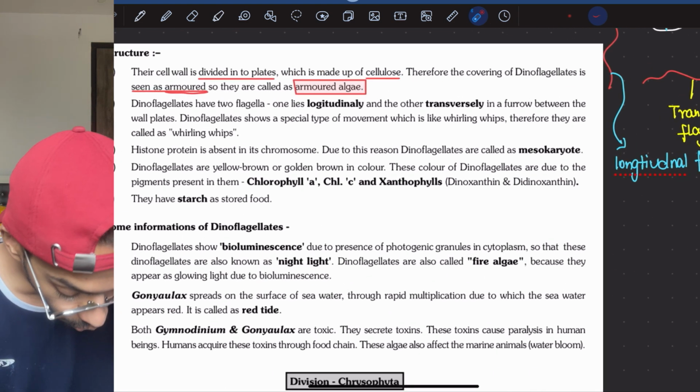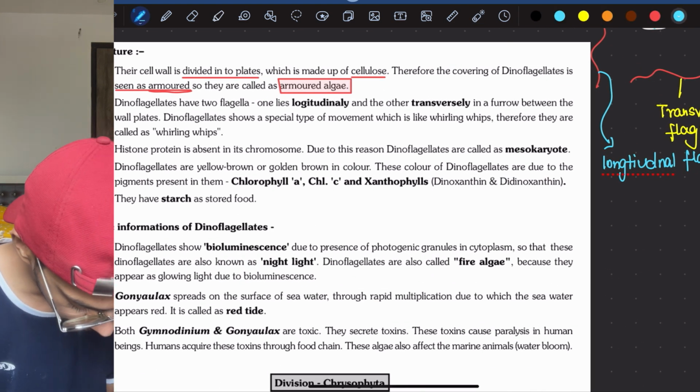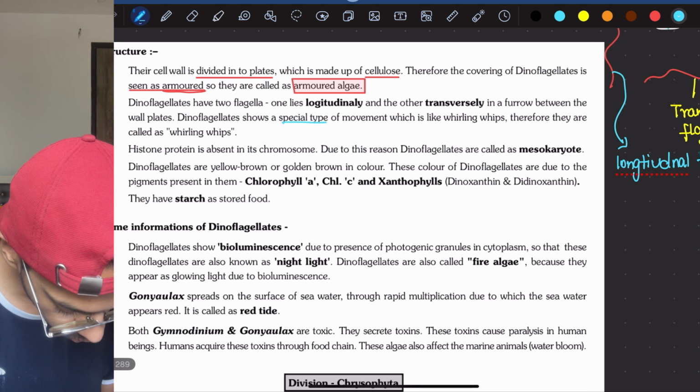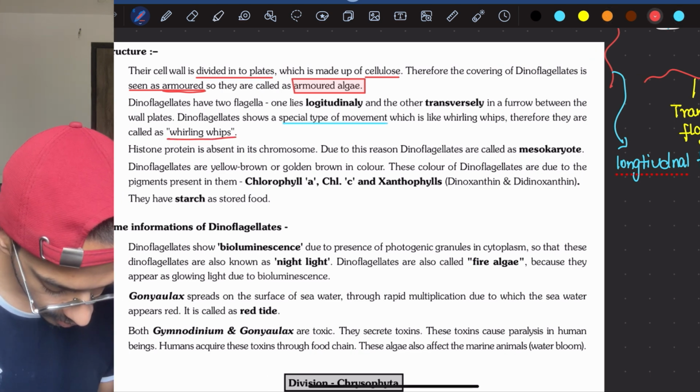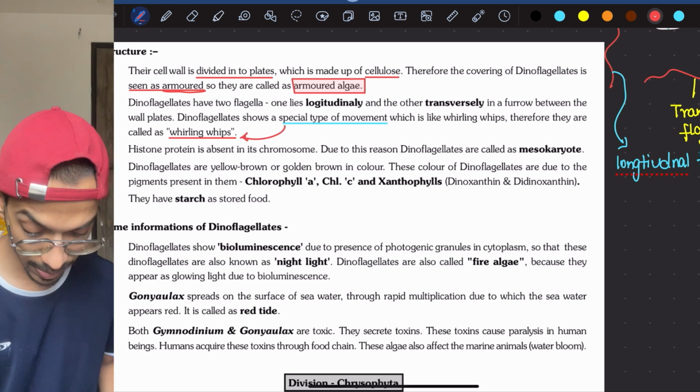So they have whirling wheels type of movement. Okay, so a special type of movement is there. What is the name of that movement? Whirling whips. Okay, this I have explained to you.